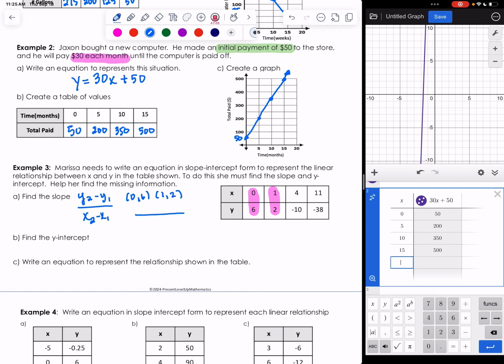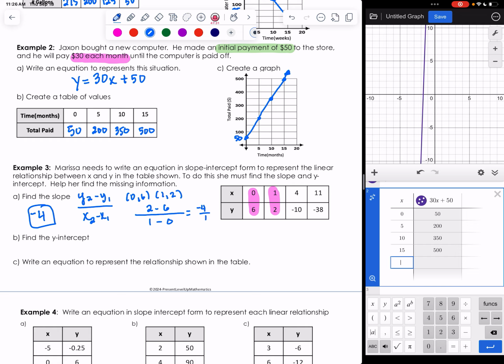I want to take the second y, which is 2, minus the first y, which is 6. And then on the bottom, take the second x, which is 1, minus the first x, which is 0. So this would be negative 4 over 1, which reduces to negative 4. So we have a slope of negative 4.